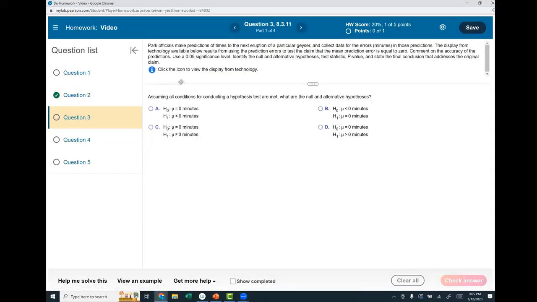Okay, so now we have an actual problem from 8.3. Park officials make predictions of times to the next eruption of a particular geyser and collect data for the errors in minutes in those predictions. The display from technology available below results from using the prediction error to test the claim. So, okay, here's the claim. Remember, let me highlight it.